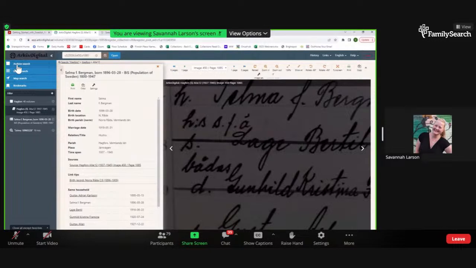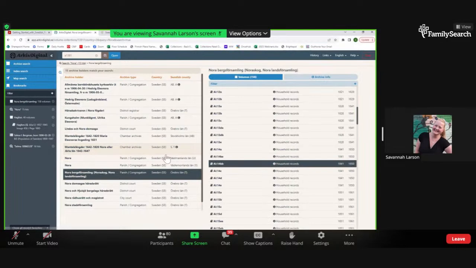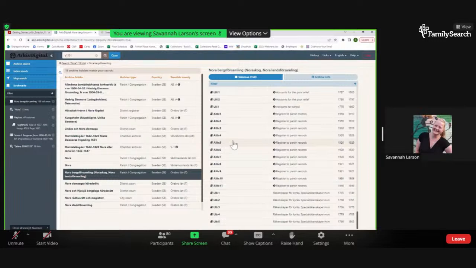And it's because as long as you know the parish, you can find the place and see the collection really easily. So, for example, Nora is where most of my family's from. If you click on Archive Search, type in the name, you can find it easily and see all of the collections for that place all in one place, easy to see, English translation, really nice.